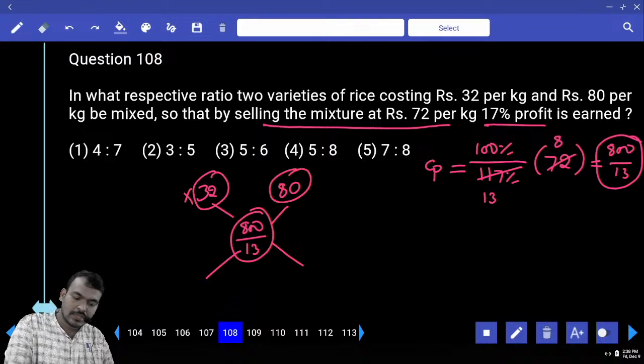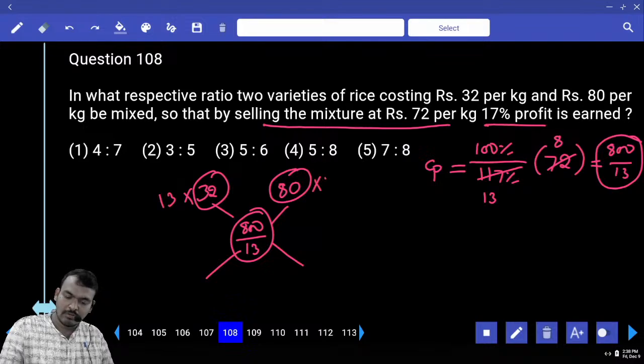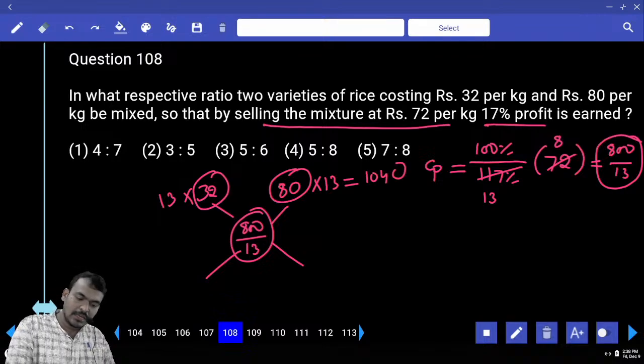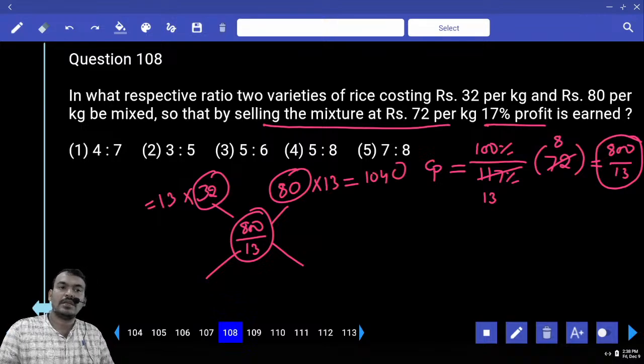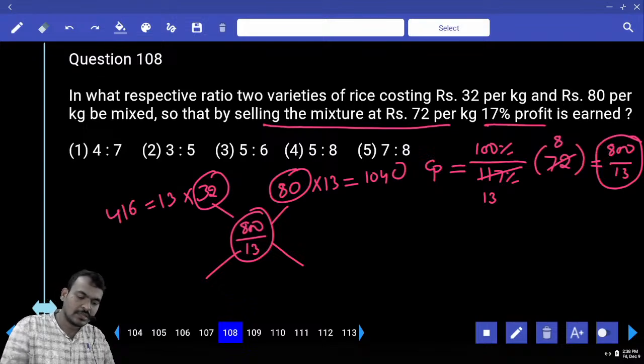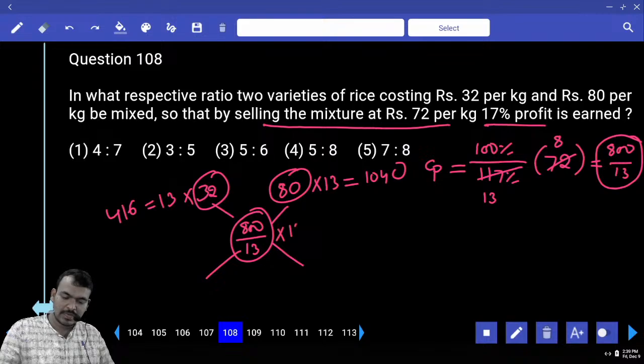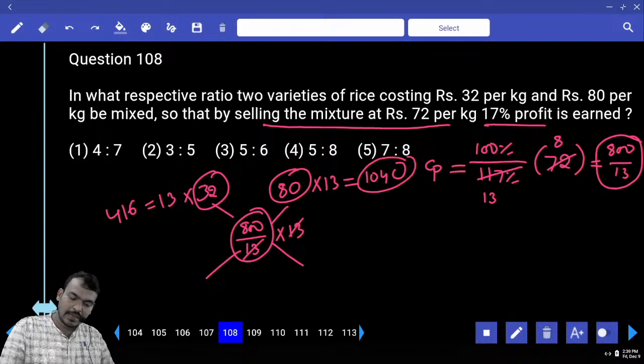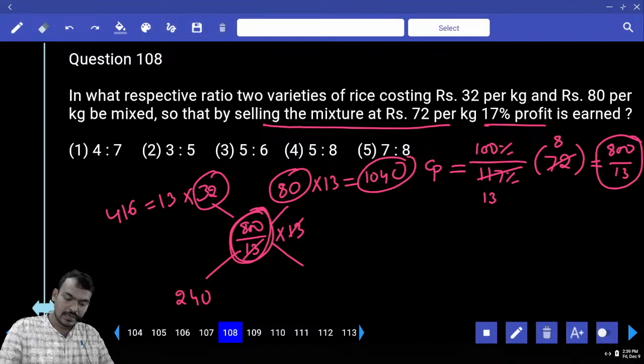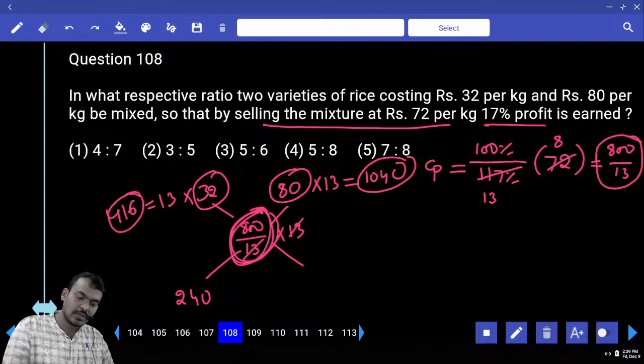13 into 32. 13 into 80. What is the 13 into 80 value? 1040. 13 into 32 is 390 plus 2600. How much? 416. Into 13 means here 13 cancels 100. 1040 and 800, what is the difference? 240. Next 800 and 416. What is the difference? 384.